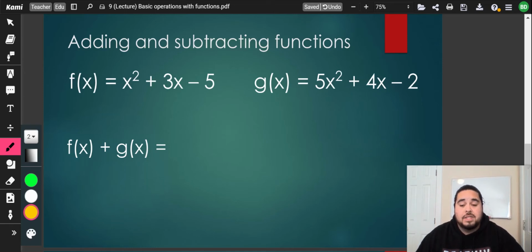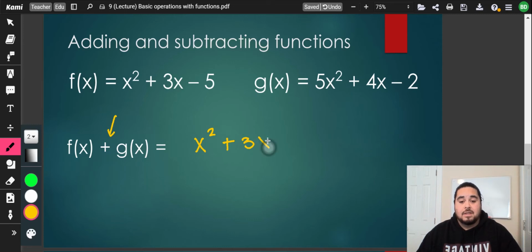Now we have three terms. So we have x squareds included in both of these functions. We're going back to addition. So this is another simple one. Okay, f of x plus g of x. So my first function, f of x, is x squared plus 3x minus 5. Just write down f of x as it is.